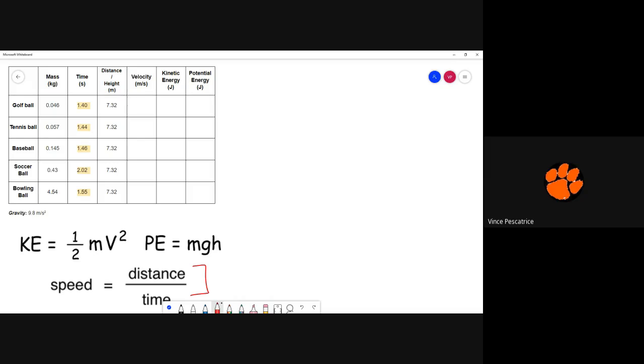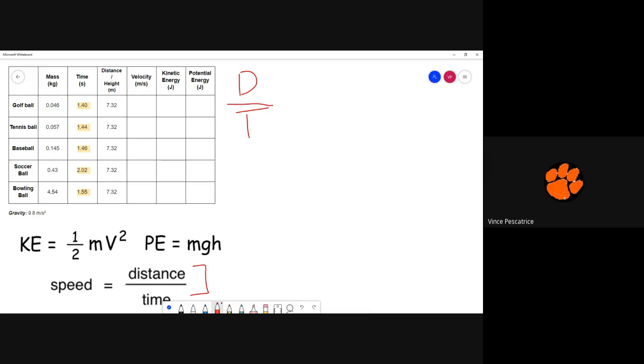For example, if you run 100 meters in 10 seconds and the person you're racing against runs it in 12 seconds, you ran the same distance in a shorter amount of time. That means you won. That's how speed works. So we are going to take this formula, distance divided by time, for each one of these all the way down.